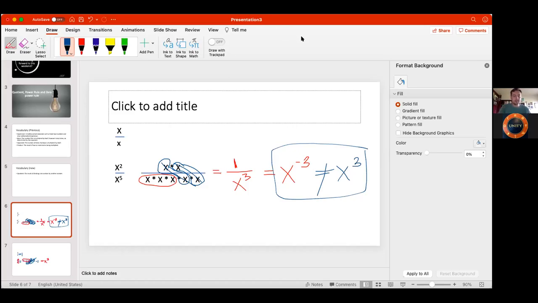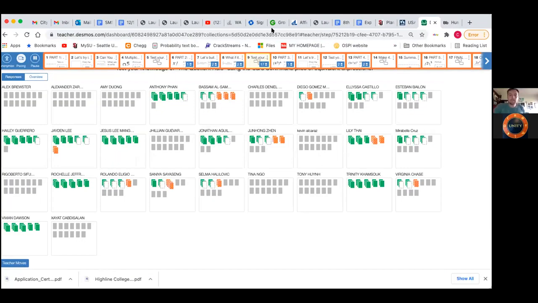Did that help with that, Diego? Or are you still curious why x to the third on the bottom equals x to the negative third? Cool. And now I'm going to go ahead and share my screen on slide 9 again so we can all see. And again, if anyone else has any other questions, please let me know.